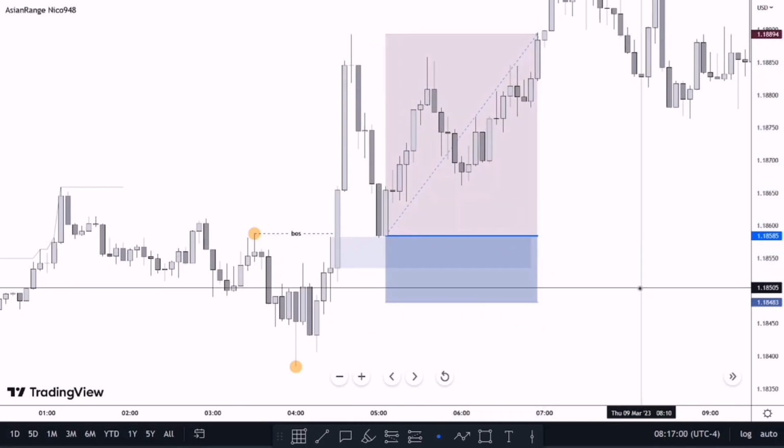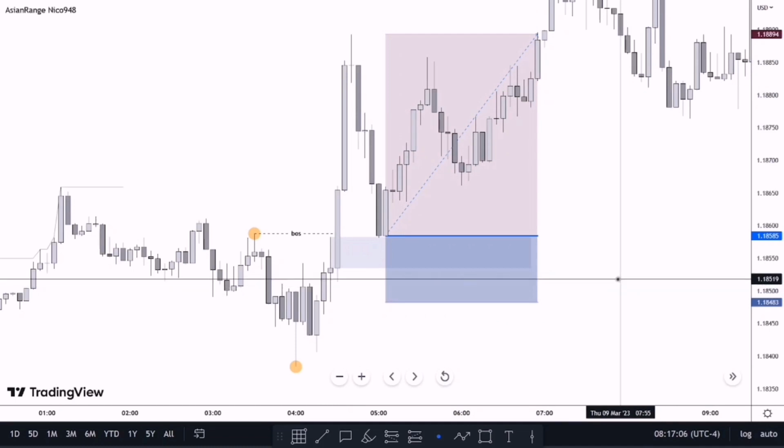So yeah, bullish breaker, buy side model, guys, and entry points.